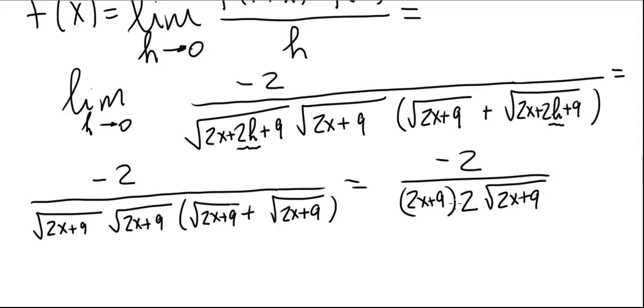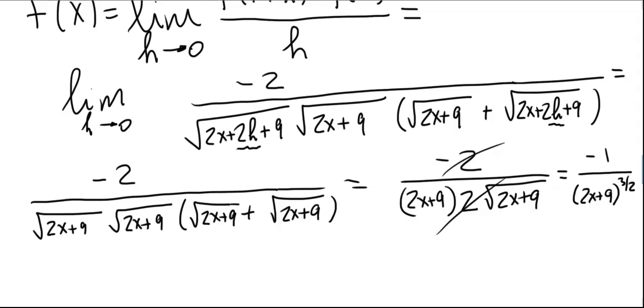Now here's what we can do. This 2 and this 2 cancel. That leaves minus 1 in the numerator. 2x plus 9 times square root of 2x plus 9 is 2x plus 9 to the 3/2, and we end up with minus 1 divided by 2x plus 9 to the 3/2 power in the denominator.